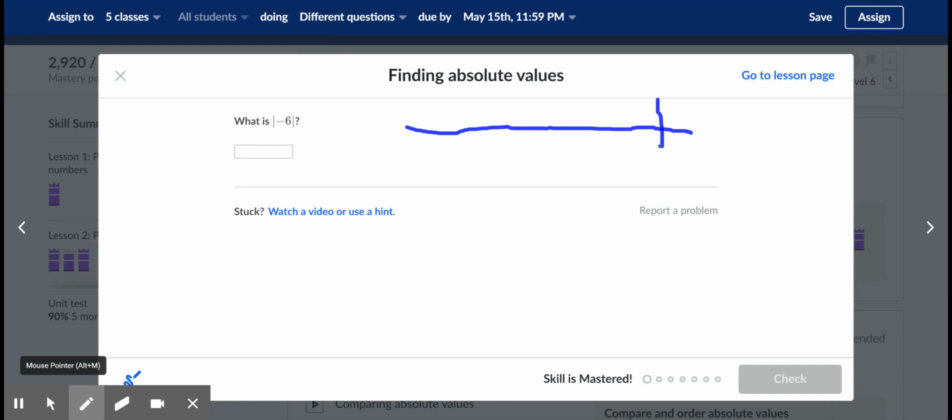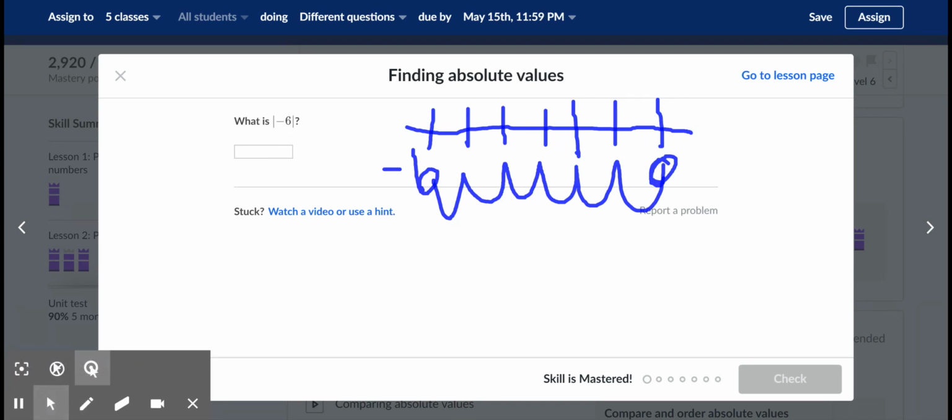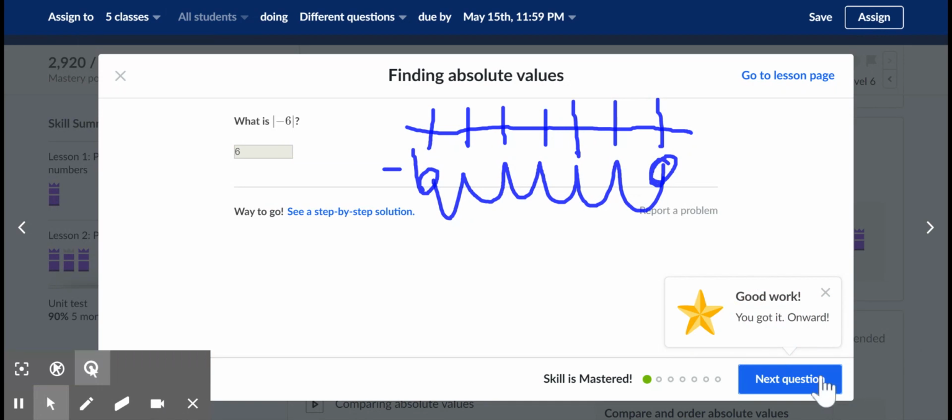So for this one, it's asking for the absolute value of -6. -6 would be here. So it's 1, 2, 3, 4, 5, 6 away from 0. So the absolute value of -6 would be 6. All right.